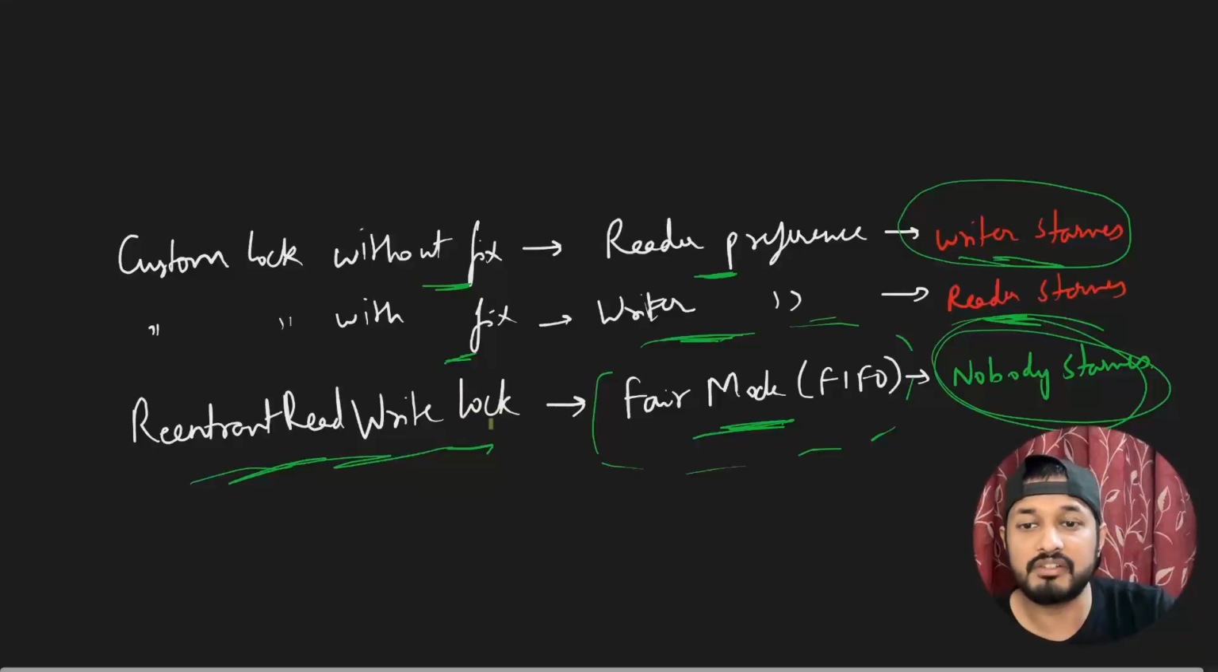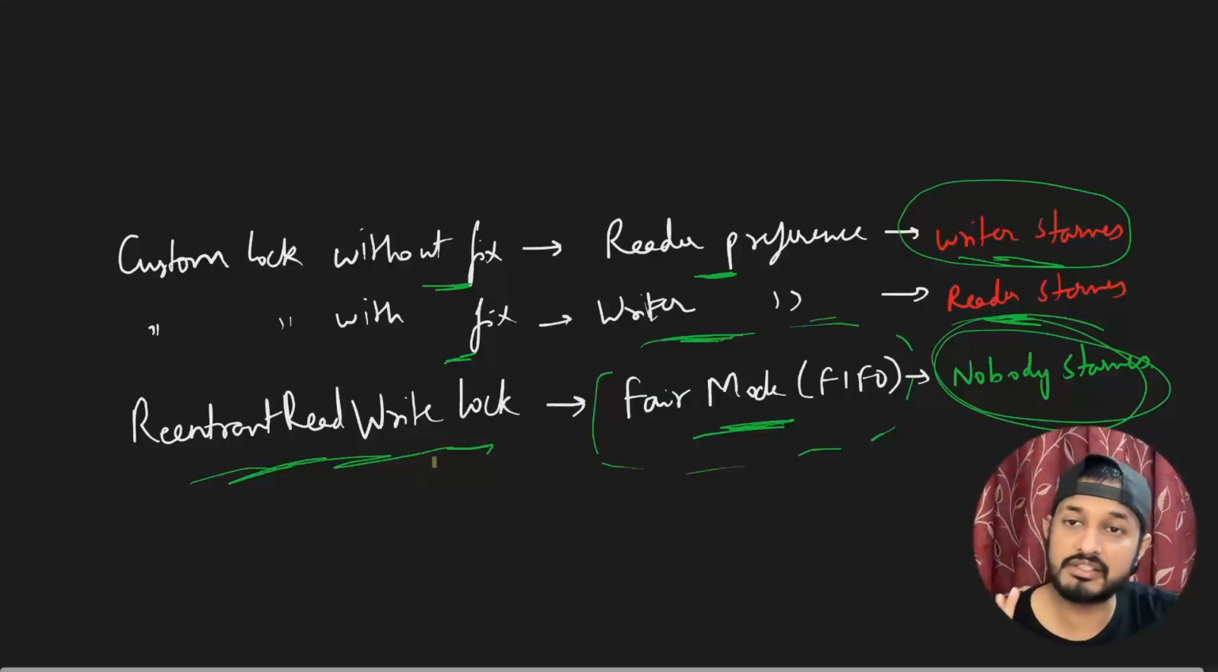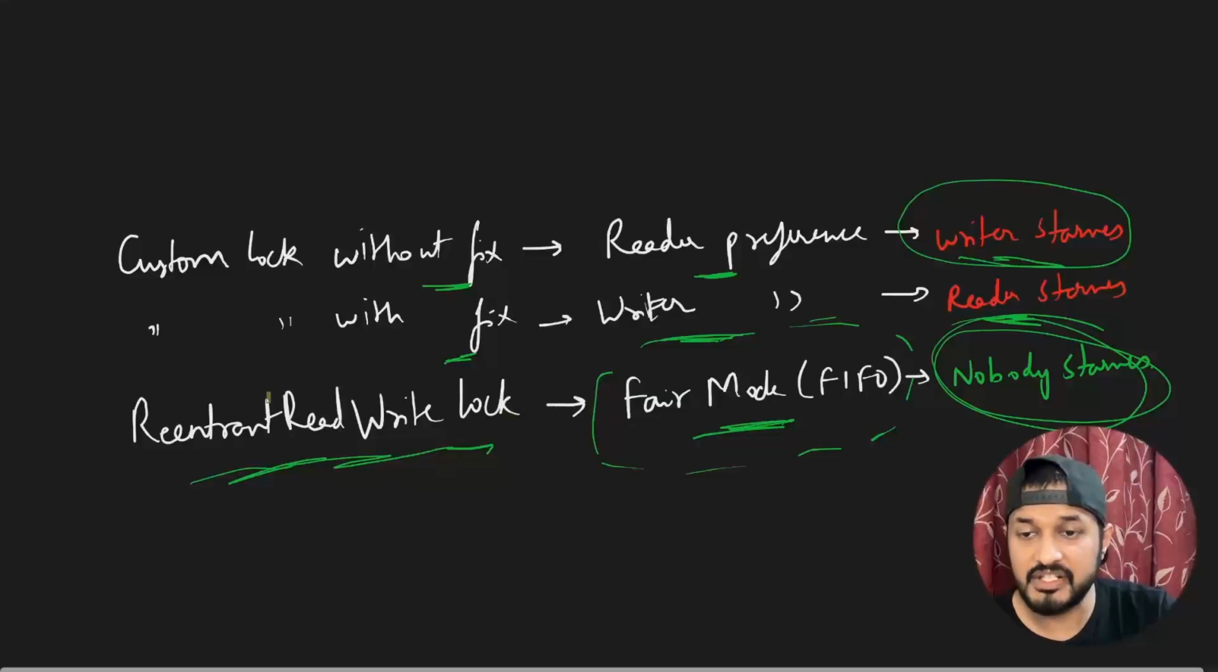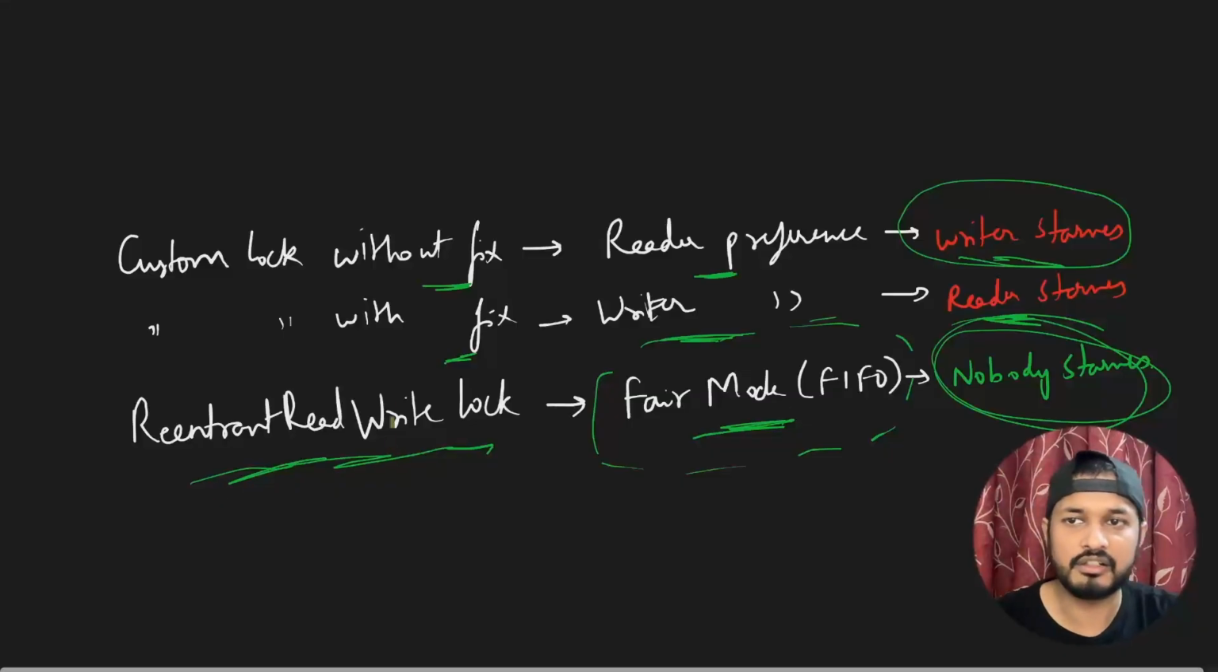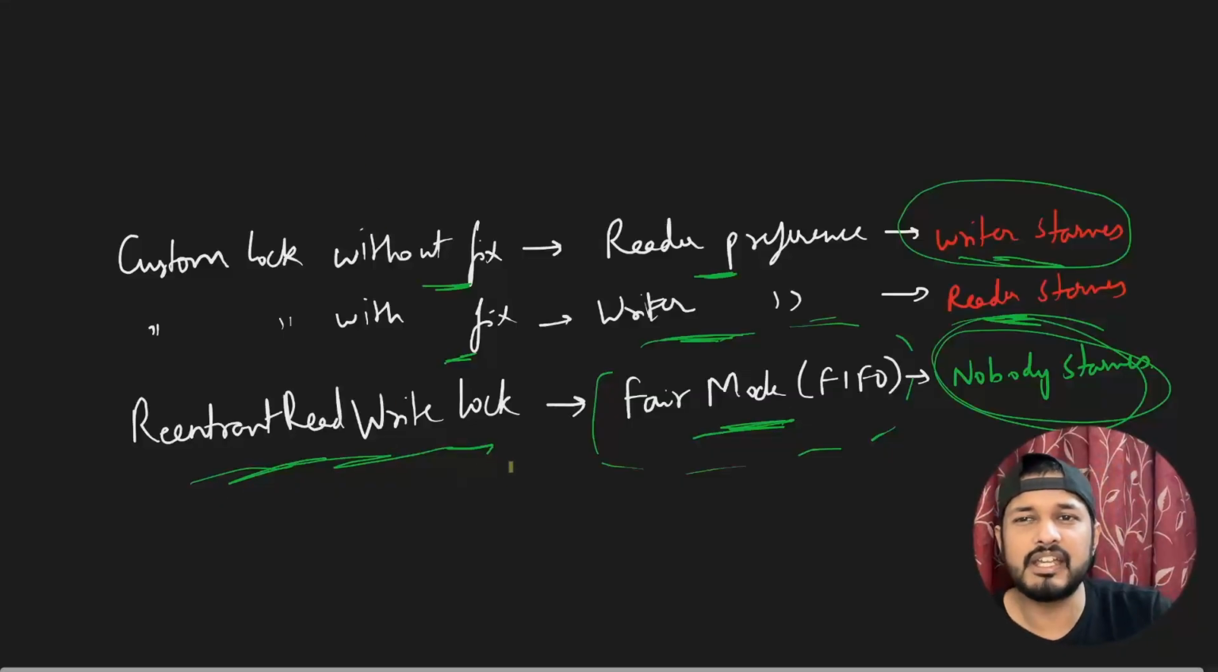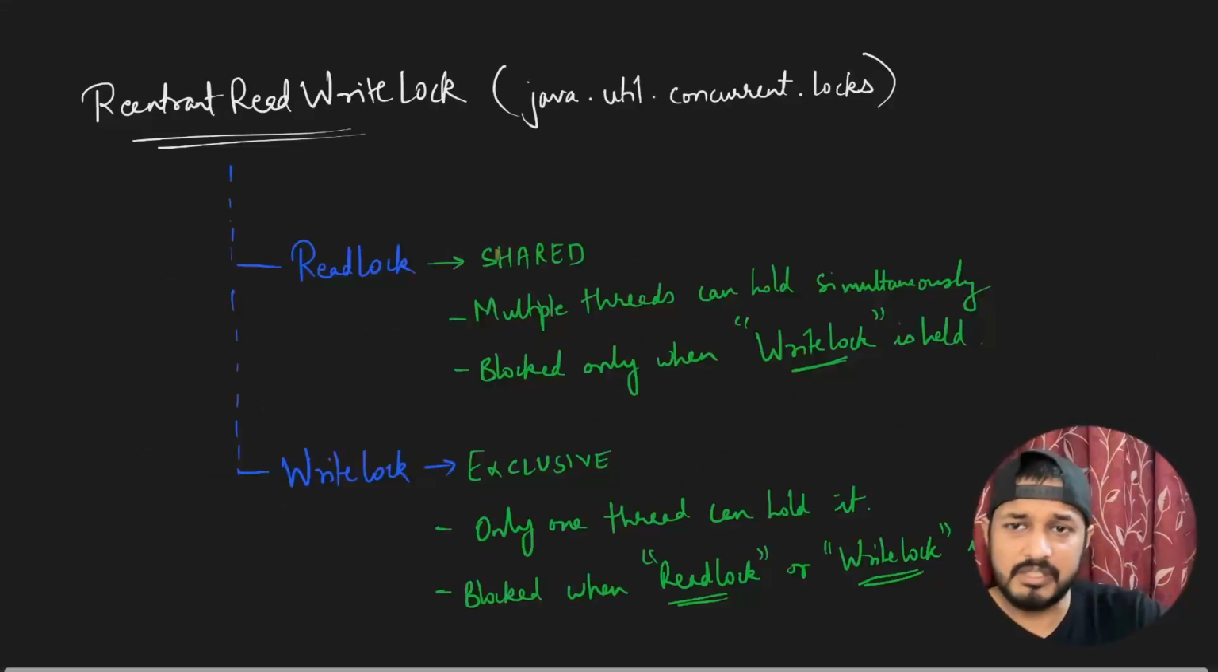So we are going to cover ReentrantReadWriteLock in this video completely: how it works, how it solves starvation for both readers and writers through a fair mode. We are also going to see several properties like reentrancy and lock downgrading that we get with ReentrantReadWriteLock. So by the end of this video, you will know exactly when to reach for this lock and when not to reach for this lock. Correct? So without wasting any time, let's dive into ReentrantReadWriteLock.